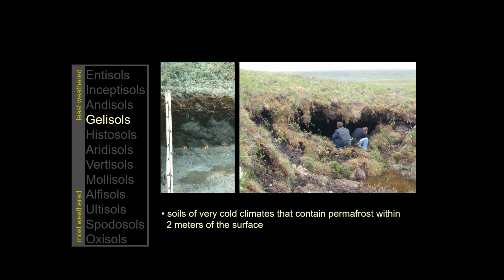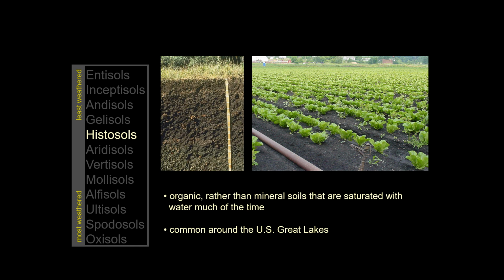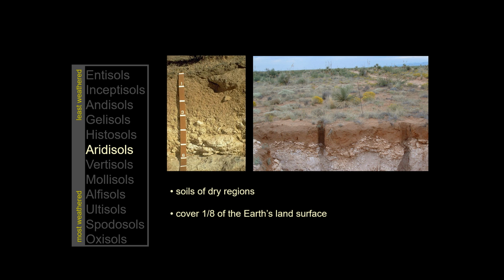Once again, the gelisols have also been added to the list since the original list was developed. These are soils of very cold climates that contain permafrost within the first 2 meters of the soil. Histosols are very organic. When I talked about glaciation a little bit earlier, this is a soil order associated with glaciation. So a lot of organic material, waterlogged much of the time. Common around the U.S. Great Lakes. So you can see the dark color of the soil is a clue that there's a lot of organic material.